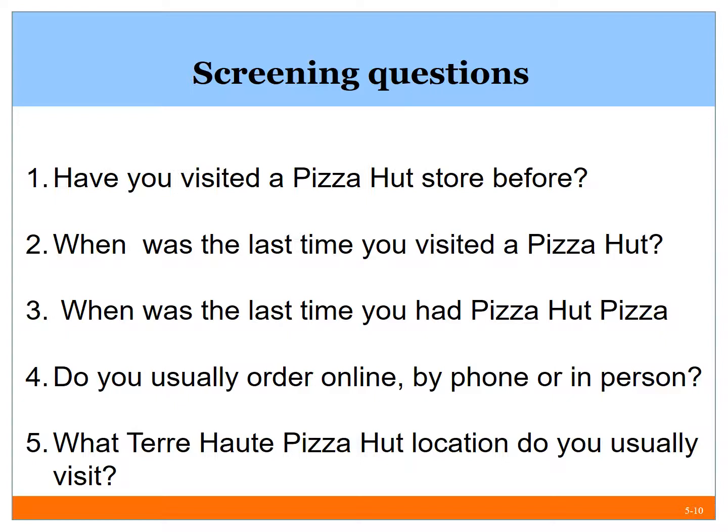And we would probably have the responses categorized maybe by the last week, the last month, the last 6 months, the last year. And we know that if they answer in the last 6 months to a year, that they have visited Pizza Hut stores before. We might ask, when was the last time you had Pizza Hut pizza? We could also ask, do you usually order online, by phone, or in person? That might tell us too, again, depending on our management question.